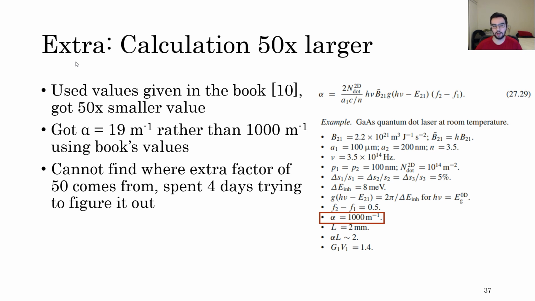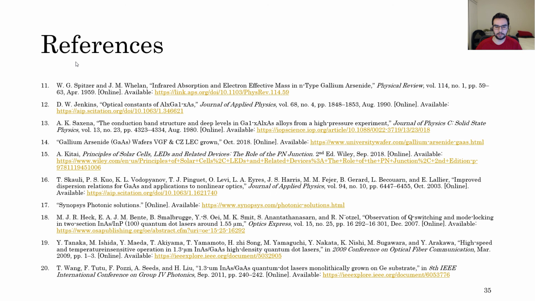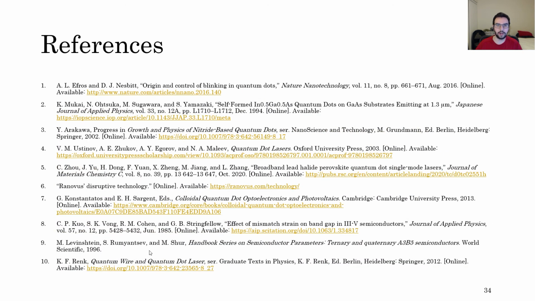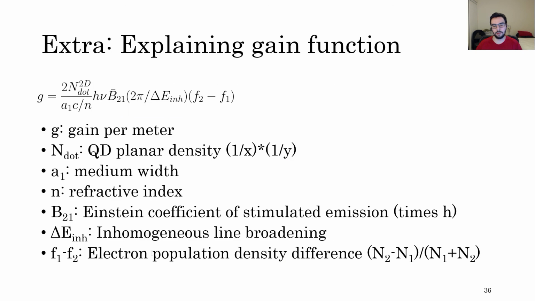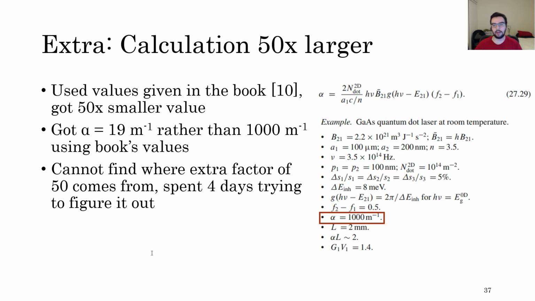So the book I used, which is the 10th reference here, I got a value of 50 times smaller than what he got. So basically I inputted the equation shown, alpha, or what I call G, and all the values that he gave, and I got a value of 19 inverse meters rather than 1,000 inverse meters, as you can see highlighted. So I spent several days on this and could not figure it out. So it would be nice to know that maybe I was missing something very small and stupid.